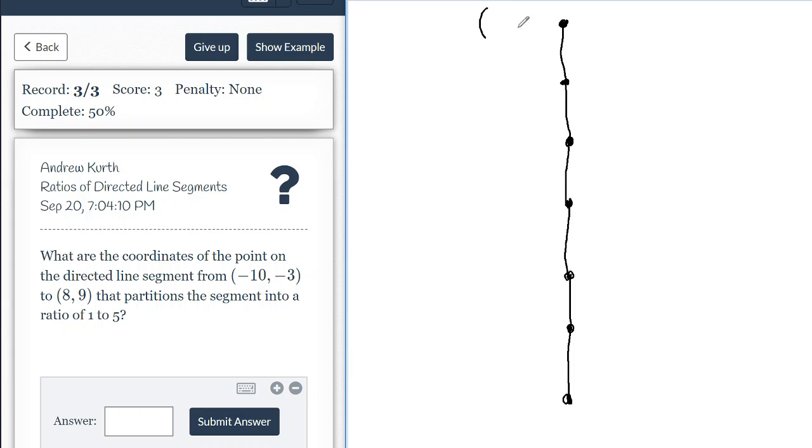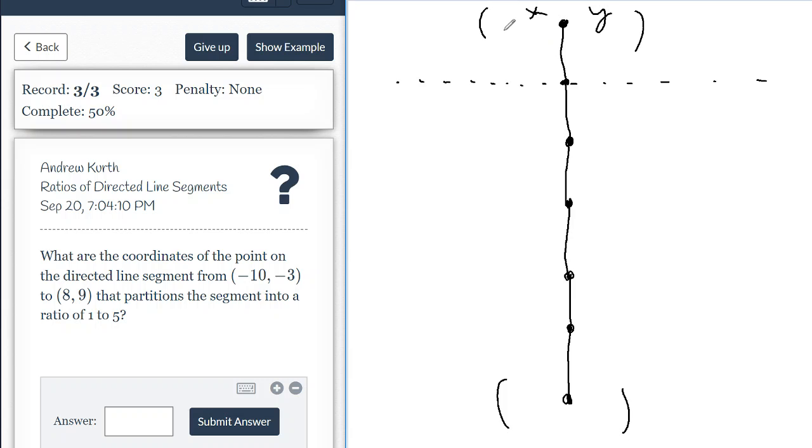All right. So this will just look a little bit different from what we did in class, but not much. So this is my x, comma, y. And I want to partition it so that I end up with 1 segment to 5 segments. 1, 2, 3, 4, 5. So that means that I would want my partition to be right here. So I'm looking for this point.